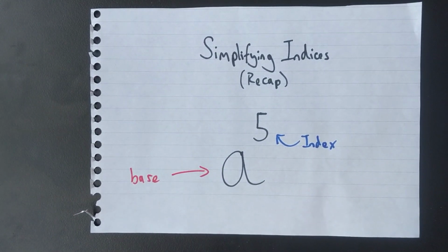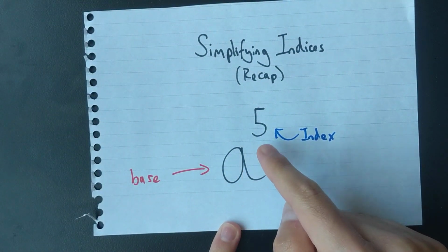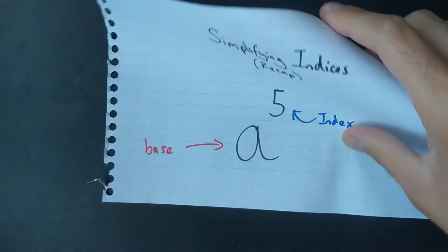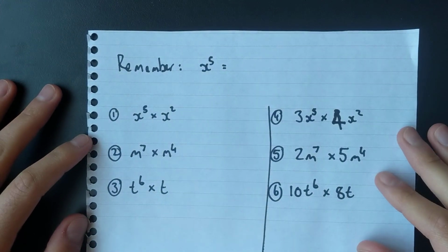Hello and welcome to this video where I'm just going to be recapping how we simplify indices. Now first of all, just to make sure we are clear on the language that I'm going to be using, here a to the power of 5, 5 is my index and a is my base. So a lot of this is actually quite straightforward, especially if you remember how it works.